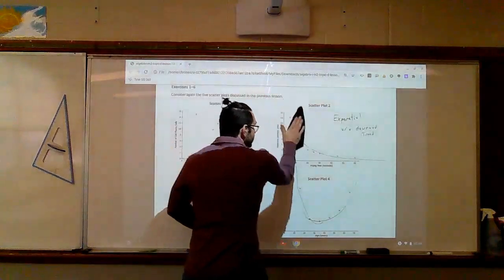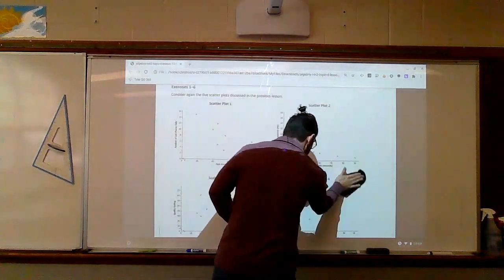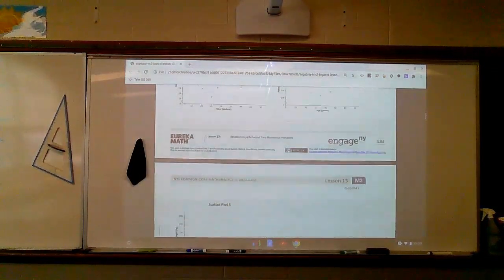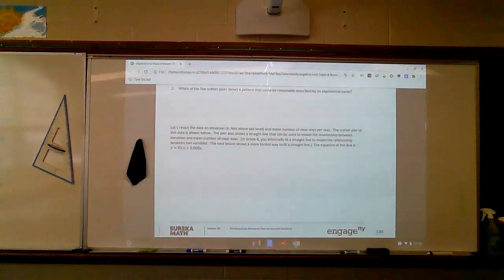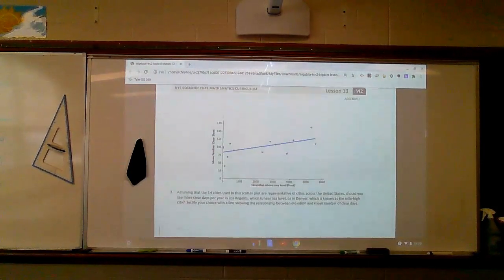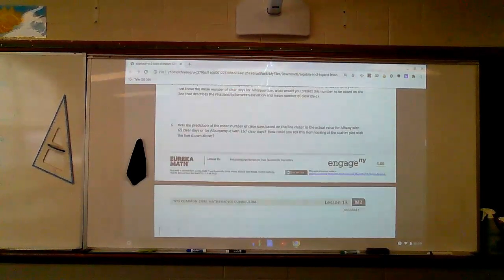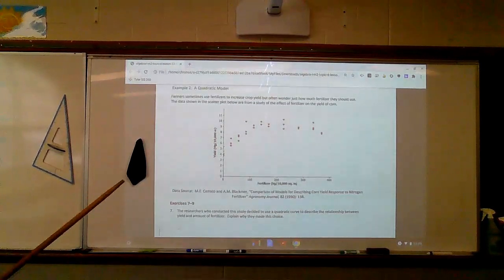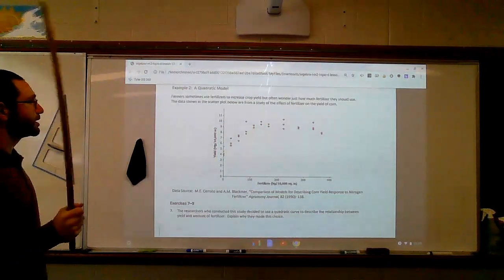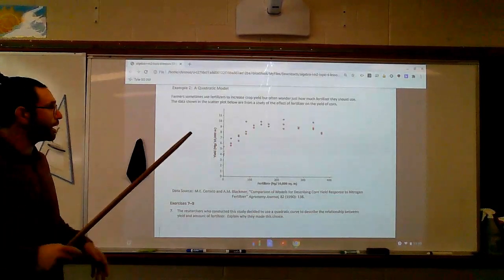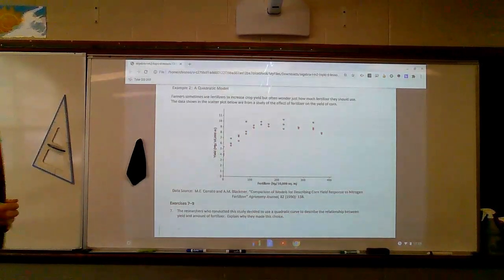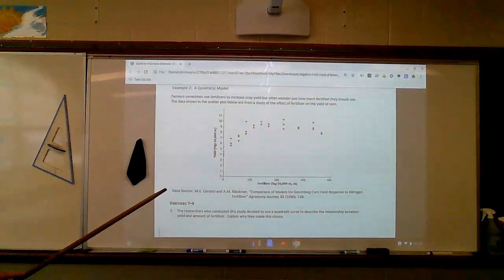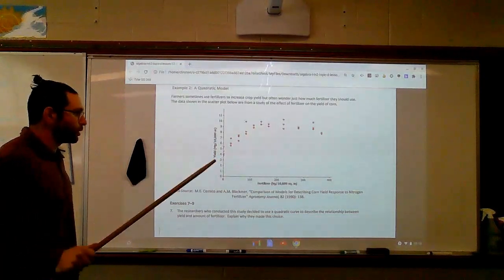So how do we use these exponentials? How do we use these quadratics? That's a fair question. So there's our linear. We can use that. I'm going to skip that one because I want to go to this one. Okay. So a farmer sometimes uses fertilizers to increase crop yield. What that means is they're going to get more crops, but often wonder just how much fertilizer they should use. The data shown in the scatter plot below, and so on. Okay. The researchers who conducted this study decided to use a quadratic curve.